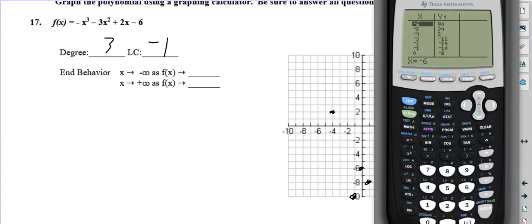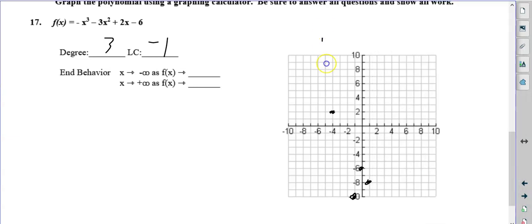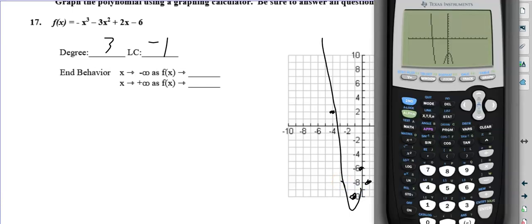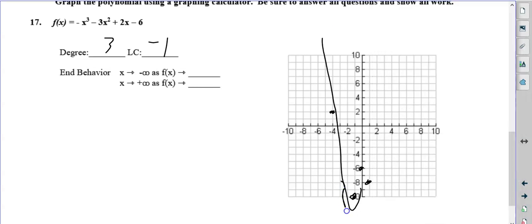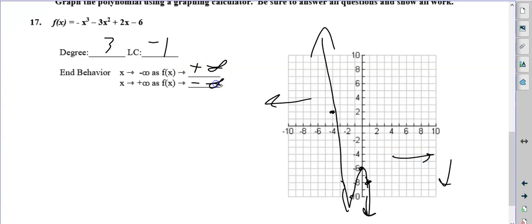Everything's off the grid. So now when I hit graph, I'm just going to recreate this. So it's coming like this. Again, off the grid, so it's coming back up. I missed it. And coming back down. That's your general gist of it. So as it's going left, it is going up. As it's going right, it's going down. And that's it.